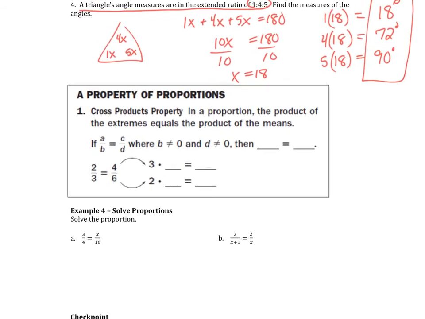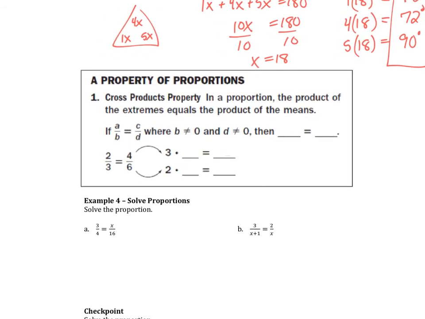Okay. Property of proportions. So we have the cross product property, which says in a proportion, the product of the extremes equals the product of the means. All this means is when you cross multiply, they're going to be equal to each other. So when you cross multiply, it's going to be A times D equals B times C. Okay. So in this case, in the example below, this would be 2 times 6 equals 3 times 4.